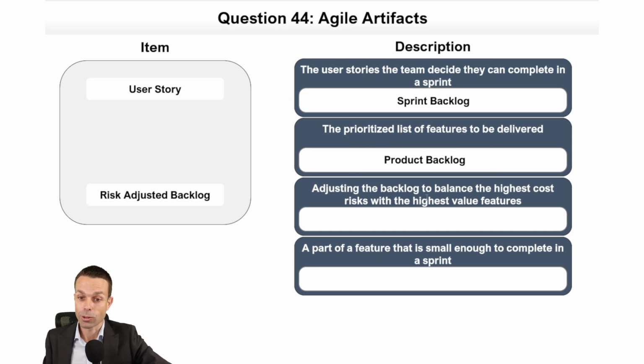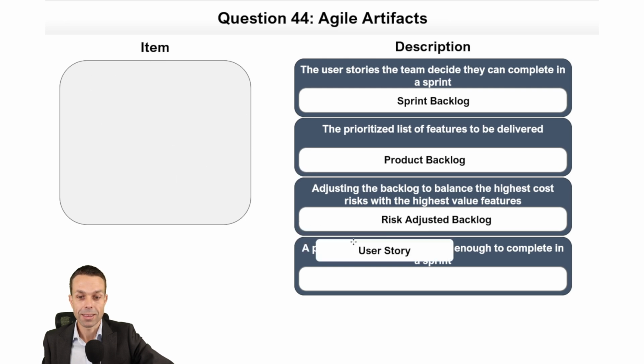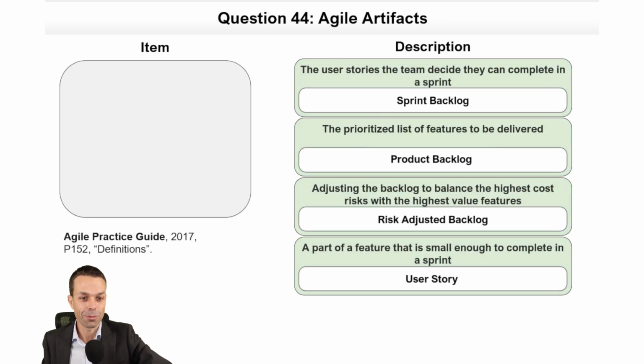And adjusting the backlog to balance the highest cost risks with the highest value features. Risks versus features, we have a risk-adjusted backlog. So we're delivering some solutions to risks, but also delivering some value. We're adjusting it for risk. Part of the feature that is small enough to complete in a sprint, that's going to be our user story. And let's check those out. That has come through page 152, definitions in the Agile practice guide.